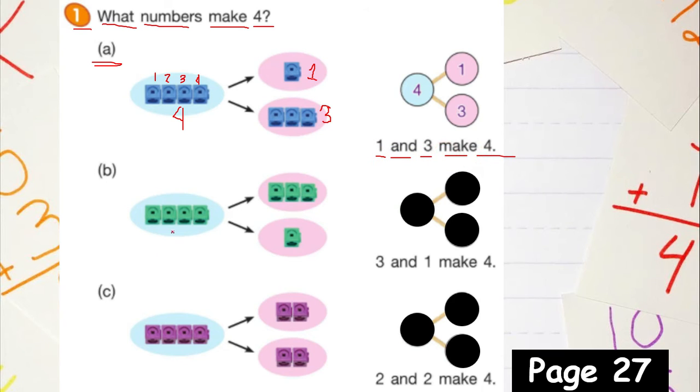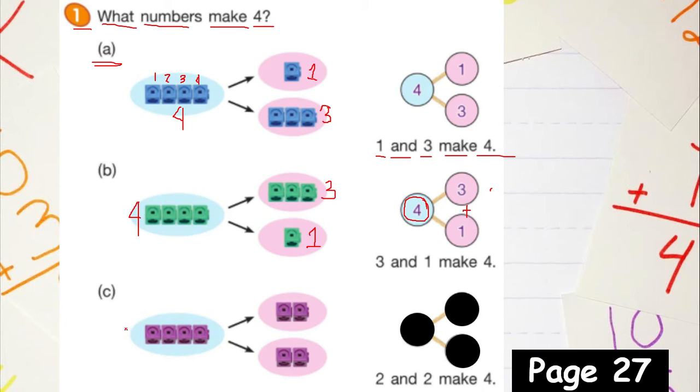Okay, so how about this one? We have here 4 again. Write 4 first, and then you're going to look for a number that if you add them together, they will make 4. So we have here 3 cubes and 1 cube. If we write it in numbers here, first you need to write the number 3 and then write 1 to make 4. So if you add 3 and 1, you will make 4. Okay?